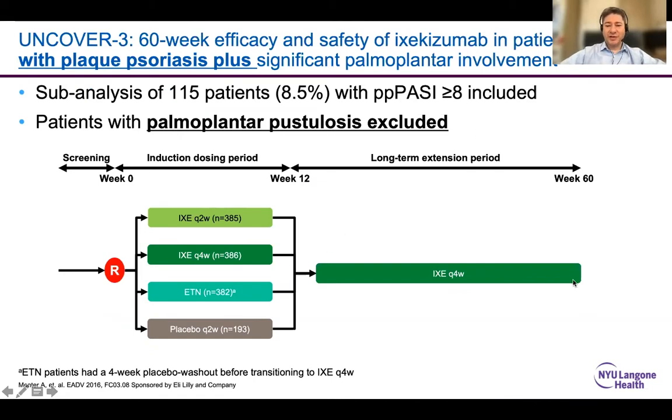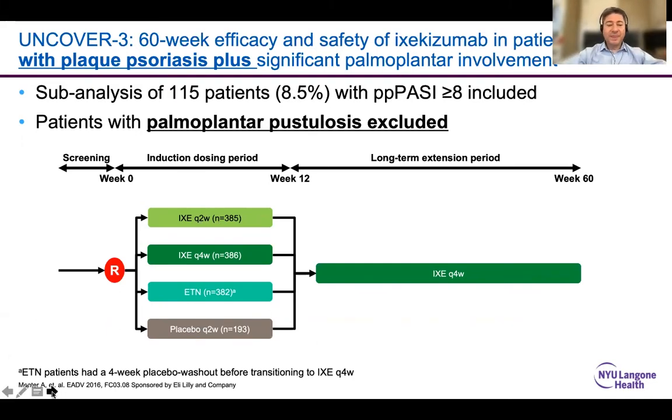The Uncover trial relates to ixekizumab in moderate to severe psoriasis. Now, when you look at a sub-analysis of their moderate to severe psoriasis patients entering their trial, 8.5% had palmoplantar disease of reasonable score to include here. Patients with palmoplantar pustulosis were excluded, and you see a number of dosing schemes here, one being etanercept starting out for the first 12 weeks, and of course, the classic Q2 week loading dose for ixekizumab. Then at week 12, everyone folds in to standard dosing at monthly.